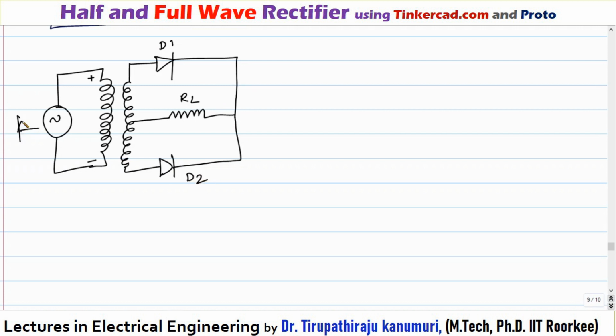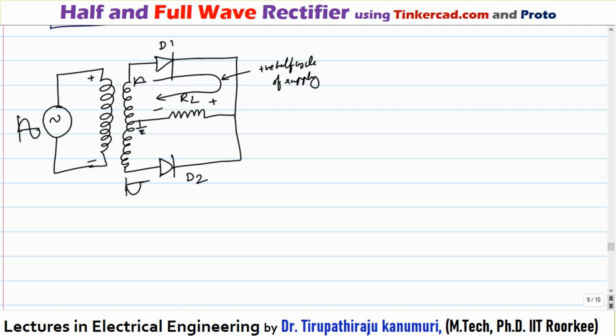So here again I am taking the supply. This is my supply. When the supply is positive, during the positive half cycle, this will be positive, because this will be taken as the reference point. With respect to this reference point, as we have already seen in the center tap transformer rectifier, this will be negative. As this is negative, diode D2 is reverse biased and D1 is forward biased. So the current will pass like this during the positive half cycle of the supply.